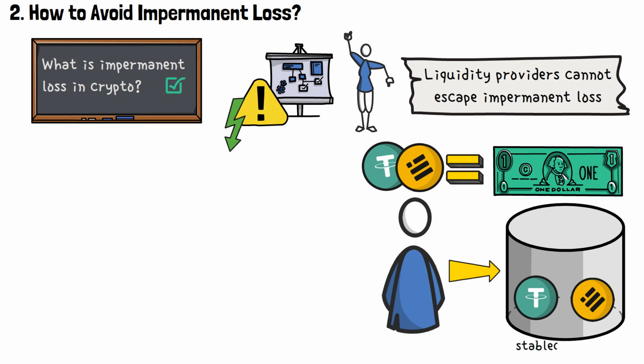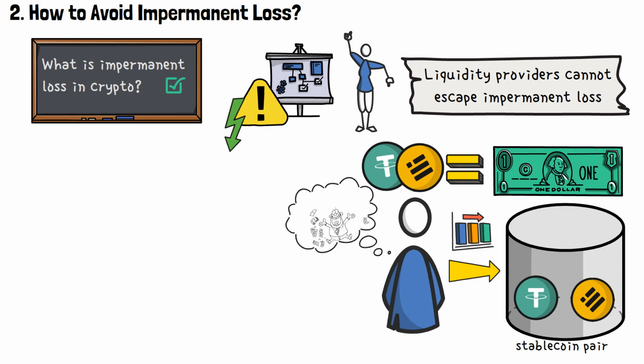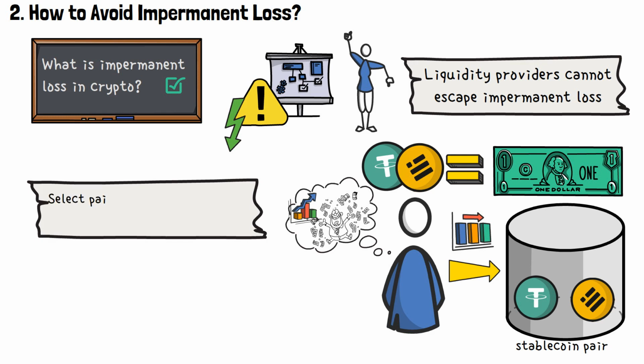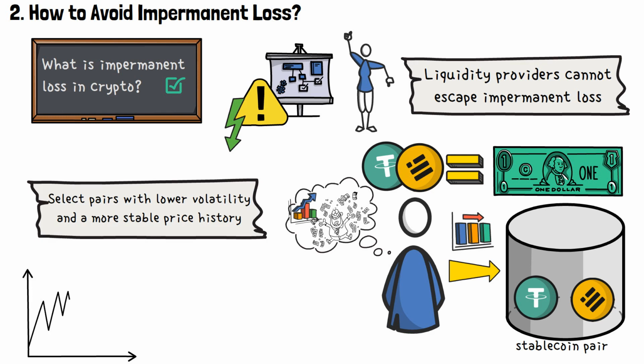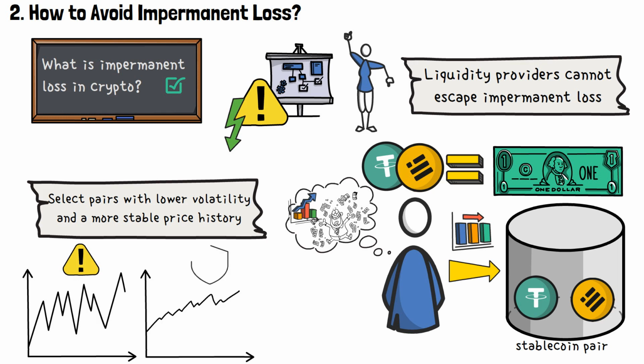By choosing stablecoin pairs, liquidity providers can reduce the chances of experiencing significant price swings, thus lowering the risks of impermanent loss. However, it's important to note that using stablecoin pairs may also mean missing out on potential profits during bullish market conditions when other cryptocurrencies experience significant price appreciation. Another critical factor in avoiding impermanent loss is selecting pairs with lower volatility and a more stable price history. Cryptocurrencies known for their high volatility should be approached with caution, as they can lead to more substantial losses. Liquidity providers should be mindful of market conditions and choose pairs that are less likely to experience sudden price changes.